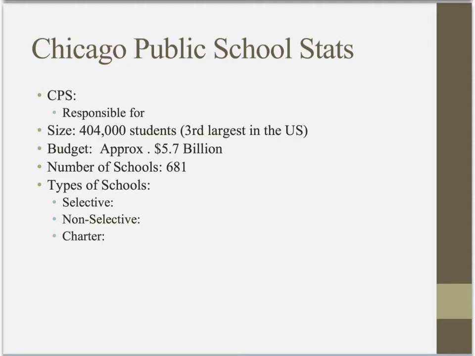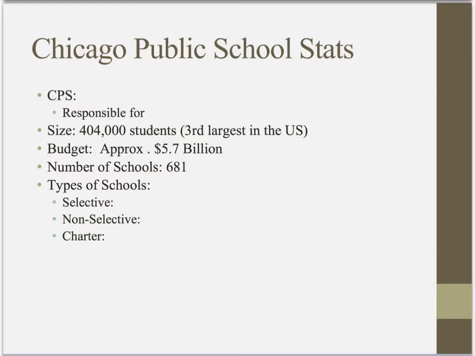There are 681 schools this year, so that's the 2012-2013 school year. There are 681 schools, including elementary, middle, and high schools. And then there are 3 types of schools. I'm going to focus in on high schools right now. So there's 3 types of high schools.